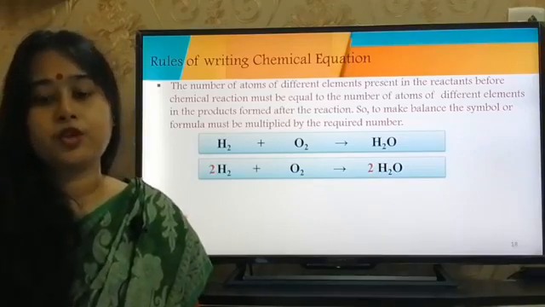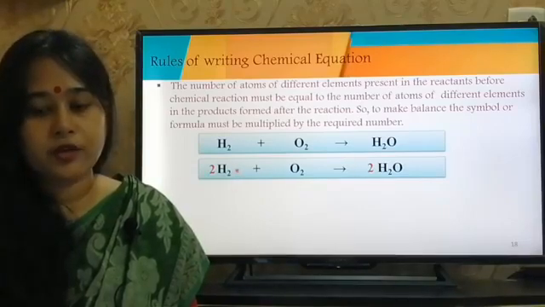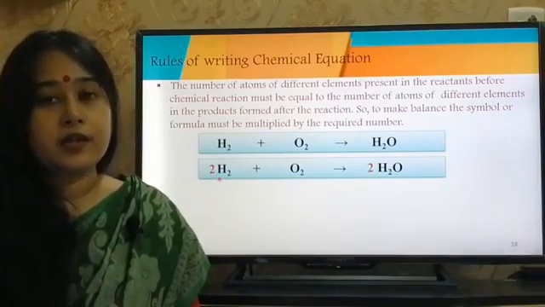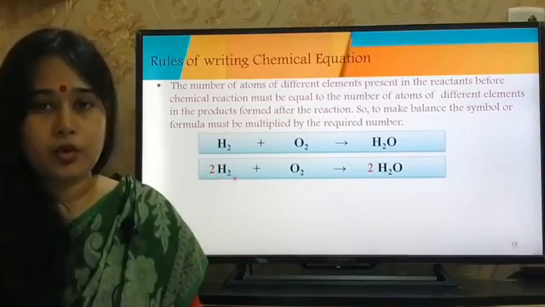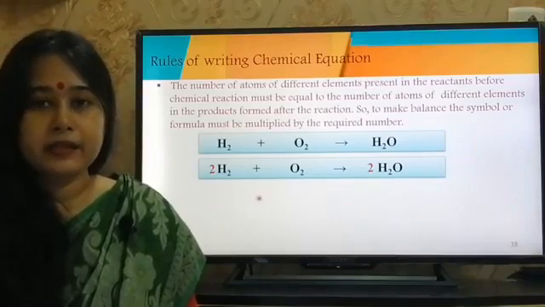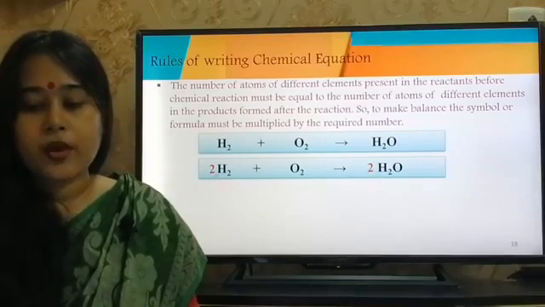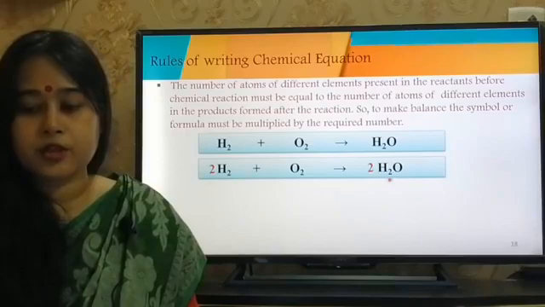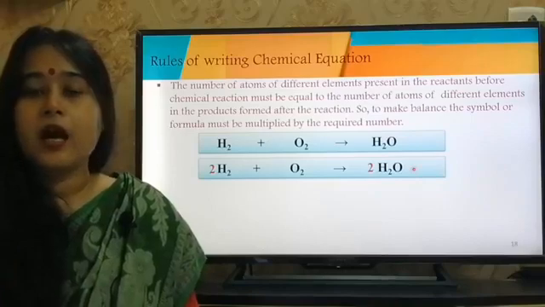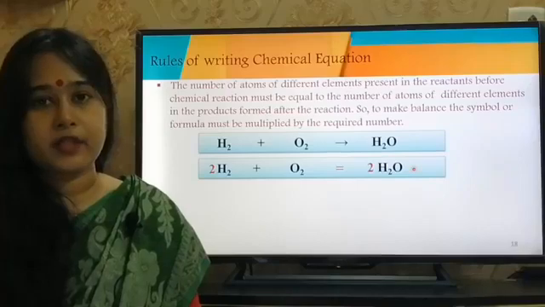So if we give 2 here before the 1 molecule of hydrogen, that means we get 2 molecules of hydrogen here. And how many hydrogen atoms are there in these 2 molecules of hydrogen? 4. Now we have a balanced equation, because on both sides, if you calculate, we have 4 hydrogen atoms, 4 hydrogen atoms and 2 oxygen atoms, 2 oxygen atoms. So now we have a balanced chemical equation. So now we can give the equal sign instead of the arrow sign.